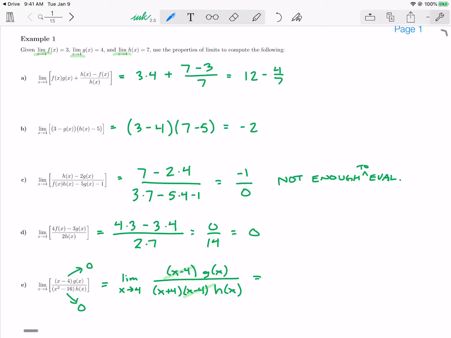So the limit as x goes to 4 of g of x is 4. The limit as x goes to 4 of x plus 4 is 4 plus 4, which is 8. The limit as x goes to 4 of h of x is 7. So then we simply have 4 over 56. And then I'll let you simplify that.